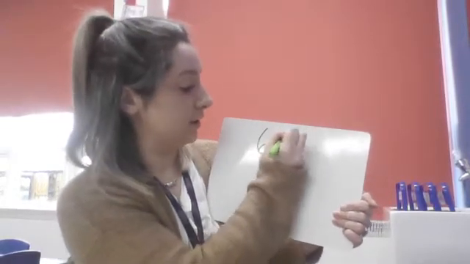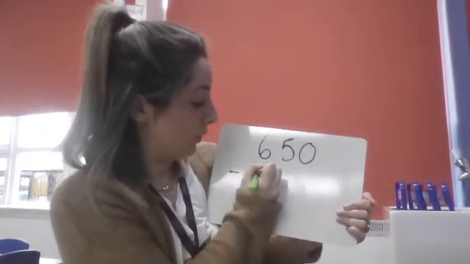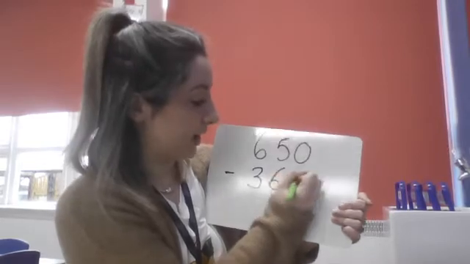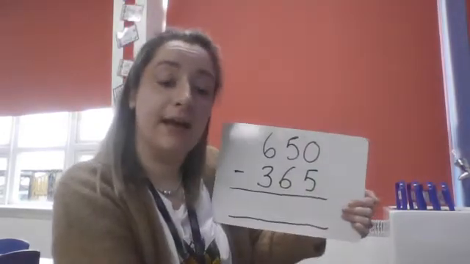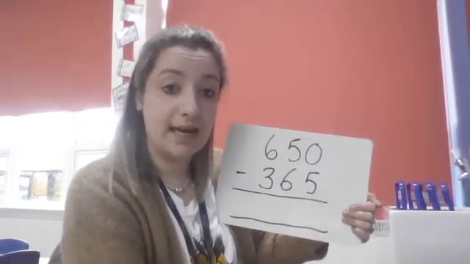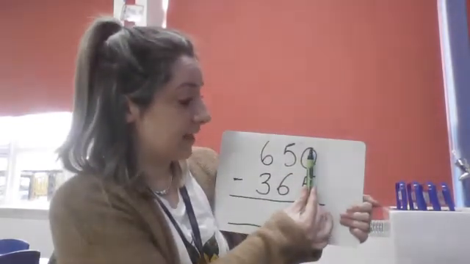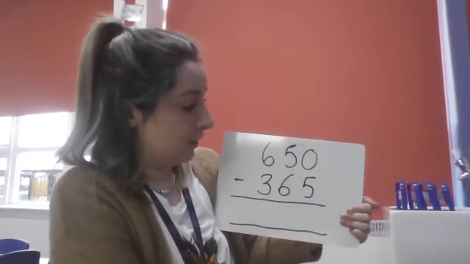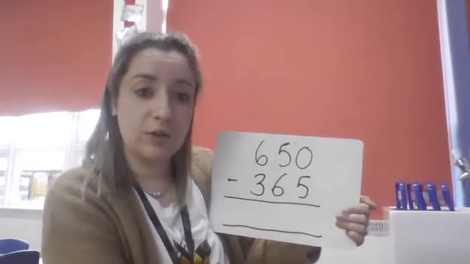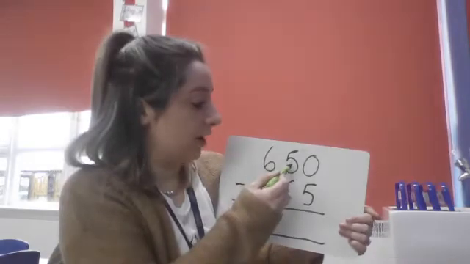Okay, so we've got 650, and we're going to subtract 365. Now we've learnt this in September, so we're all up to date with how to complete a column subtraction. So we start on this side in the ones column. 0, take away 5. So if I had 0 sweets, could I take away 5 of them? No, I couldn't. So I need to go and knock on next door.